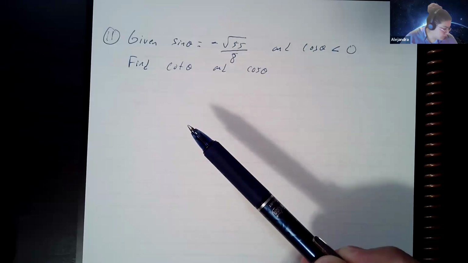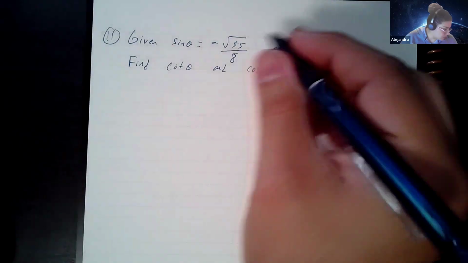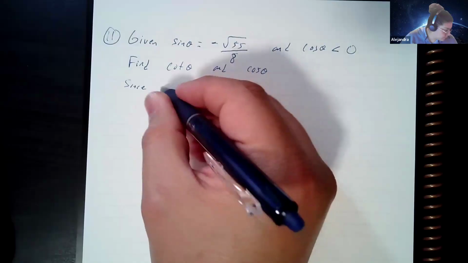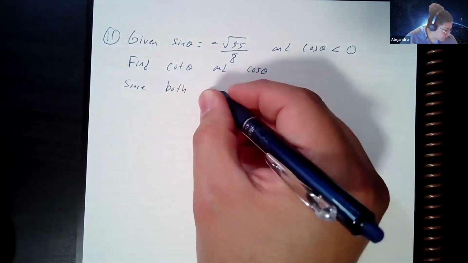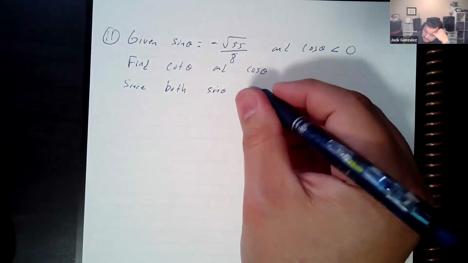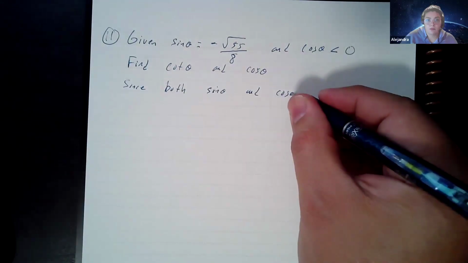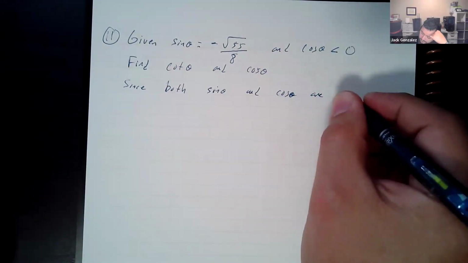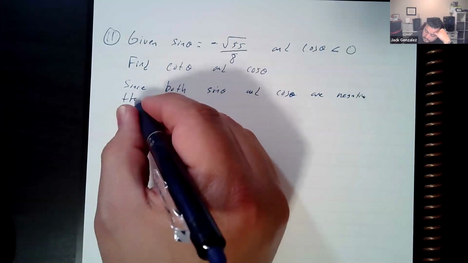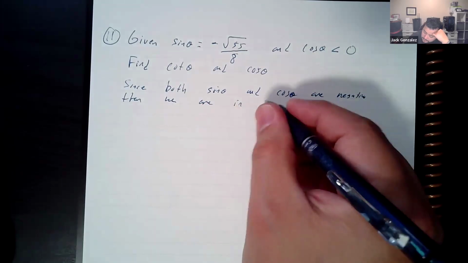The notes page with the colored quadrant thing. The third one, it's in the red square. Since both sine and cosine are negative, then we are in quadrant 3.